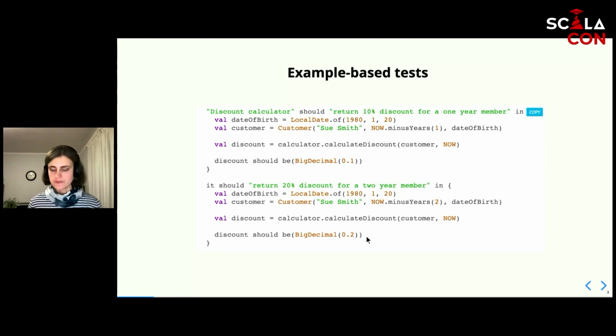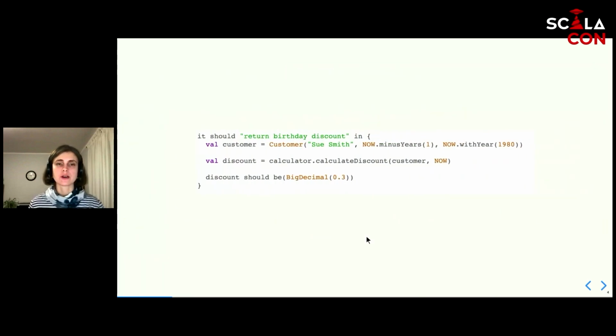So this is all cool, but let's also take into account our birthday discount. So we are now creating a customer who has joined 1 year ago, and it's their 41st birthday today, I guess. We run our business method and we verify that it's 30%. So right now we have all the happy path covered, but we know this is not enough and we have to take into account the edge cases.